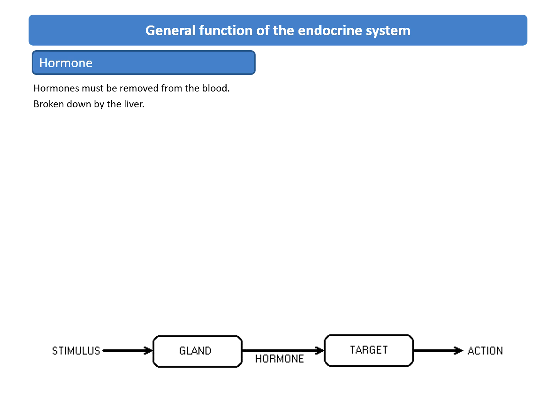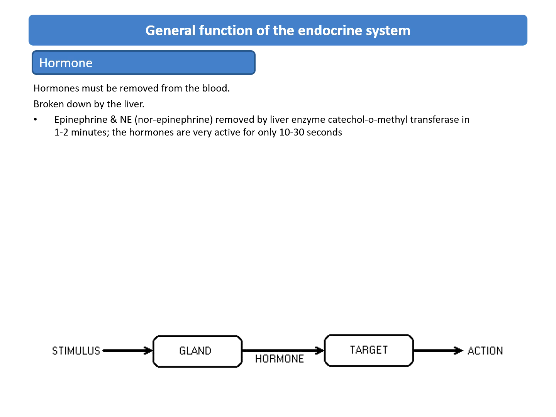Hormones are removed by being broken down by the liver. For example, epinephrine and norepinephrine are removed by a liver enzyme called catechol-O-methyltransferase. It happens in 1 to 2 minutes. The hormone is very active for only 10 to 30 seconds. The hormone may be excreted by the kidney. It may be inactivated by target cells.